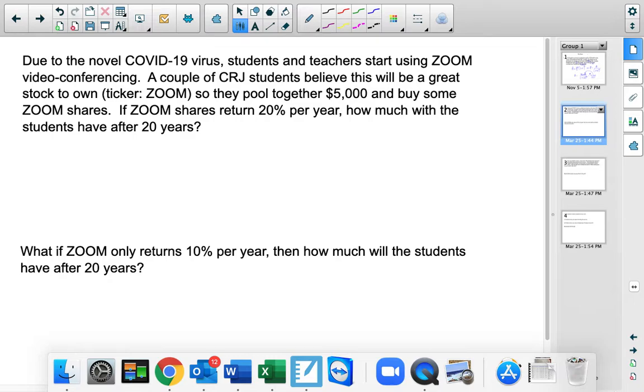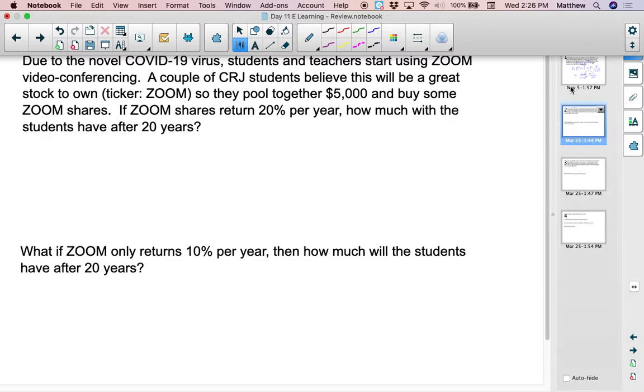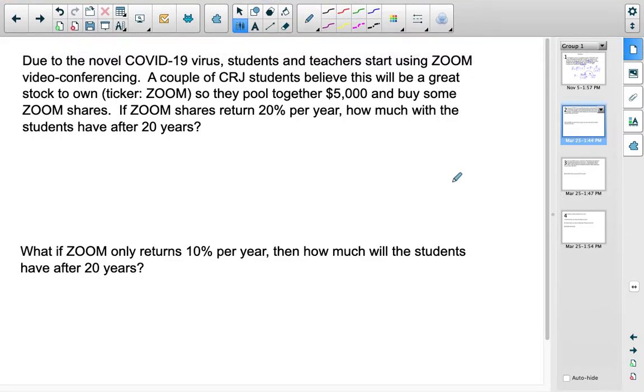This is slide number 2, and I tried to make it a little bit relevant to what's going on currently. So we've got, due to the novel virus, students and teachers start using Zoom video conferencing. Maybe you guys have been doing some Zoom conferencing. Maybe you've even done one with me. A couple of CRJ students believe this will be a great stock to own. So they pool together $5,000 and buy some Zoom shares. If Zoom shares return 20% per year, how much will, sorry, typo, real-time errors, how much will the students have after 20 years?